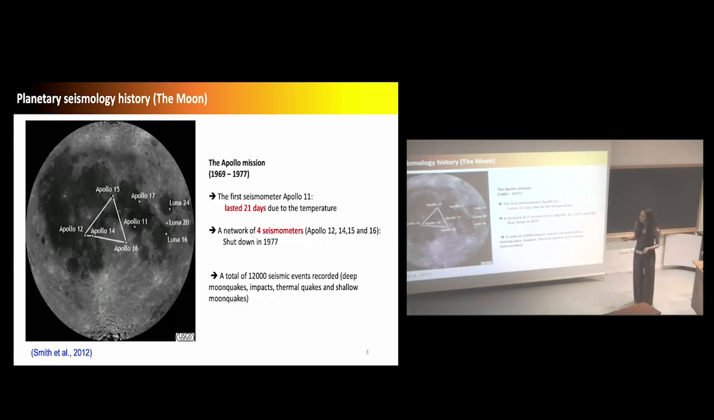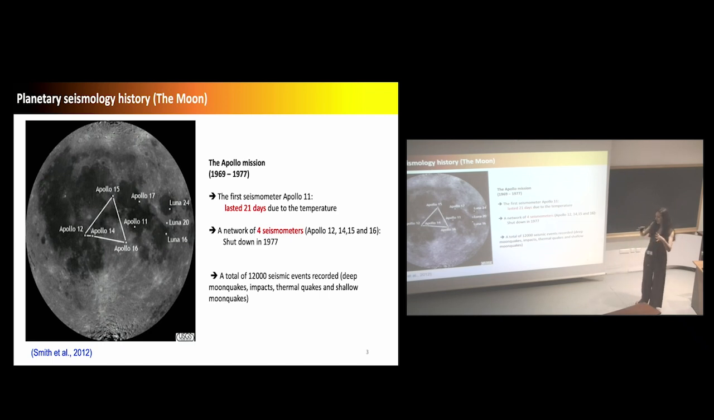With the Moon, it started with the Apollo mission. It's also a series of missions to the Moon. The first seismometer was deployed with Apollo 11, that you can see just here. It lasted almost 21 days, and actually, it was due to the temperature on the surface of the Moon. So they did better for the next missions.